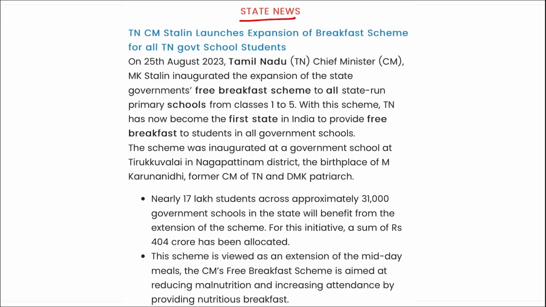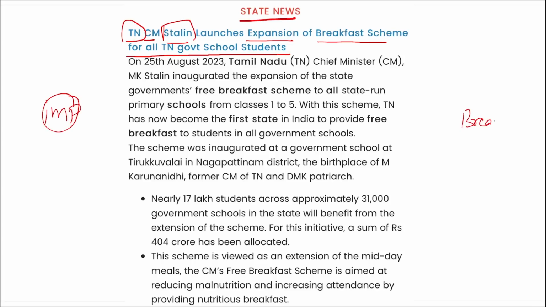Next is state news. Recently, Tamil Nadu's Chief Minister M.K. Stalin has launched the expansion of the breakfast scheme for all the Tamil Nadu government school students. This is important, take a note of it: a breakfast scheme similar to the midday meal was launched by Chief Minister of Tamil Nadu M.K. Stalin, right? It is for the students of Tamil Nadu, correct?